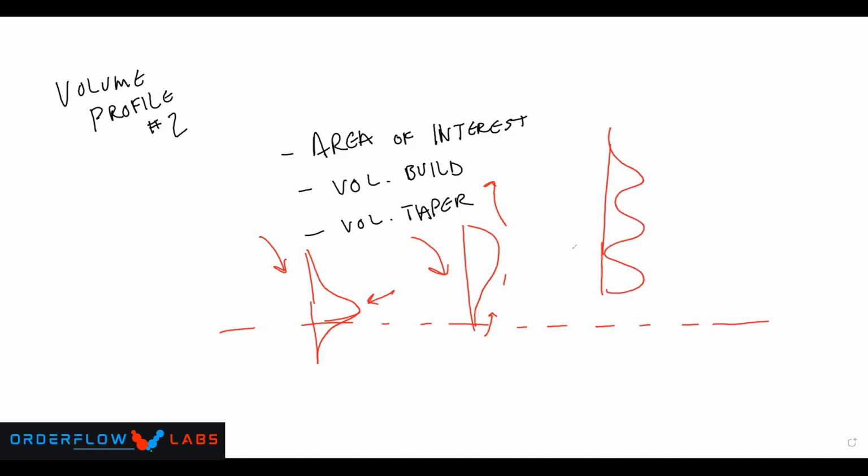Through that area of distribution, you're going to get low volume nodes and high volume nodes. Placing positioning against these is of primary interest in how to utilize volume as an edge, something that we utilize here with Orderflow Labs. As far as the areas of interest, this is mapped out in a pre-session fashion, that way you can watch the volume build around it. So let's talk about that a little bit.